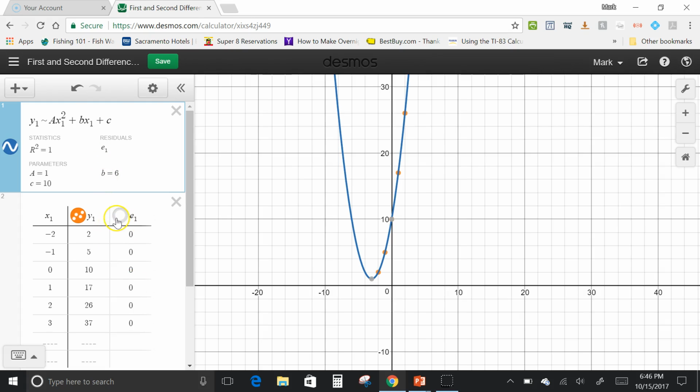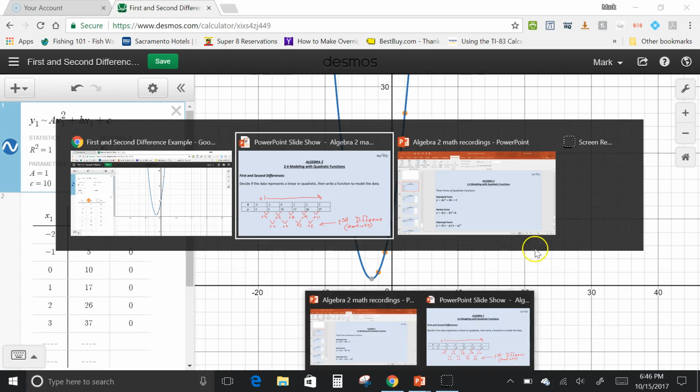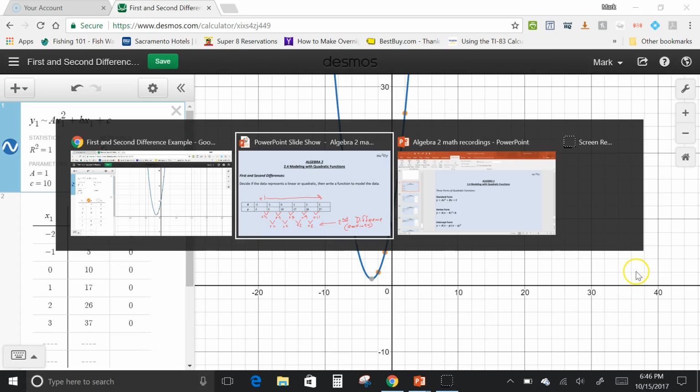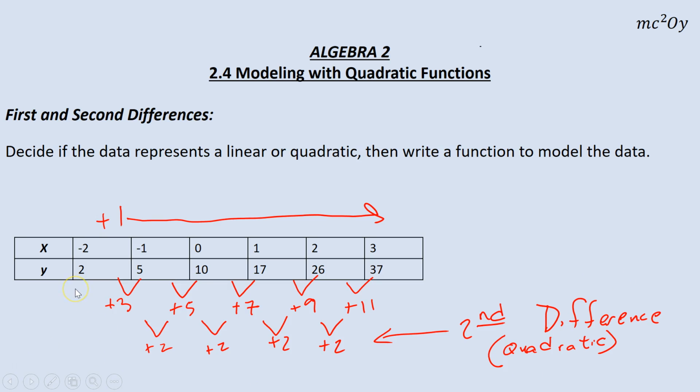But then it tells me my a term. My a is 1, my b is 6, my c is 10. So that means I have y equals 1x squared plus 6x plus 10. So I'm going to go ahead and switch back here. Okay, so this equation is y equals 1x squared plus 6x plus 10.